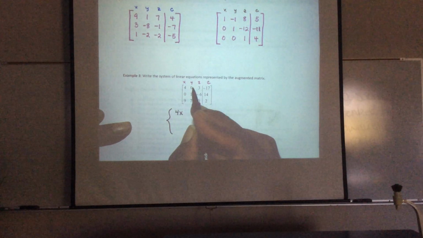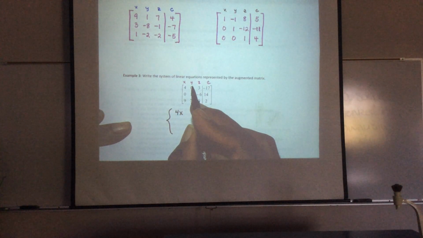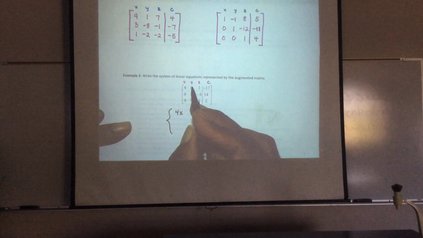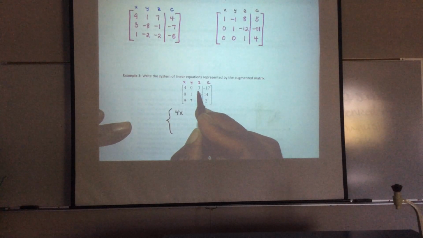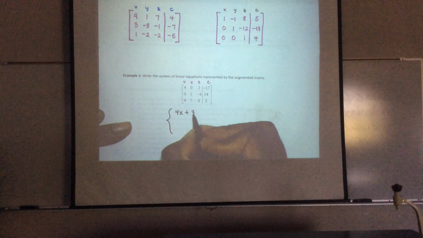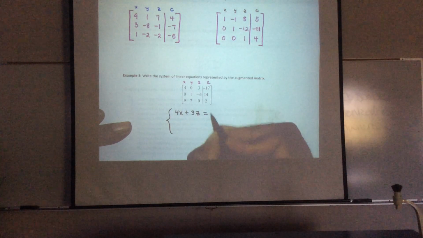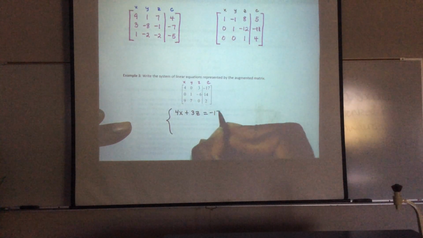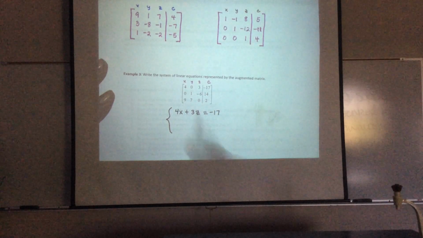It's 0y, but here, if we got a 0 for an x or y or z coefficient, we don't necessarily need to write that down. For the 3, that's your coefficient of z, and it's going to be a plus 3z. The vertical bar is your equal to symbol. The constant for that would be negative 17.